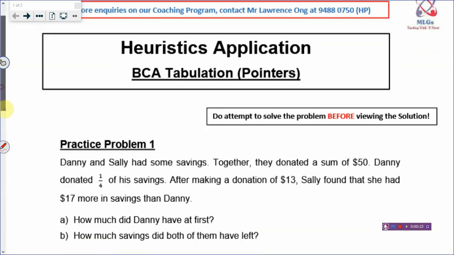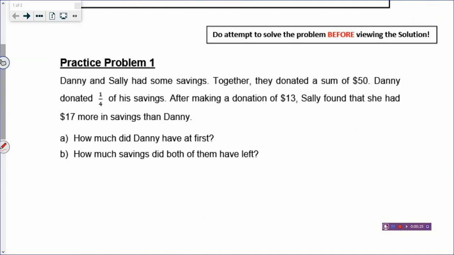So let's look at number 1. How do we solve? Danny and Sally had some savings. Together, they donated a sum of $50. Danny donated 1/4 of his savings. So how do you do the arrow pointing? It means that Danny's savings has four boxes, and Danny donated how many boxes? Danny donated 1 box. All right, let's continue.